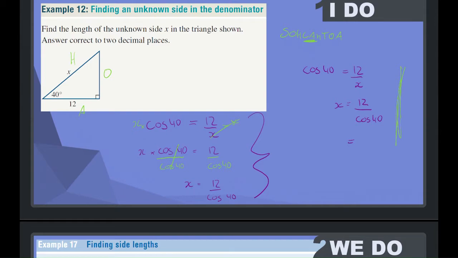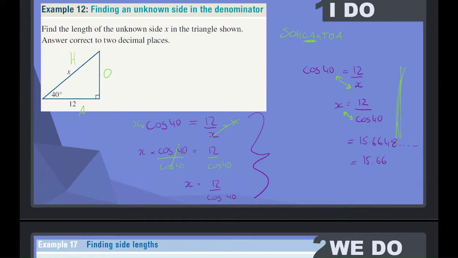We've discovered that when we do the algebra, these two things trade places. So we're just going to do that every single time. When we see the x on the bottom of the fraction, we're just going to swap places with whatever the trig is. And now we just pop that into our calculator. 12 divided by cos 40. And that's going to say the answer, which is 15.6648... The answer to two decimal places is 15.66.